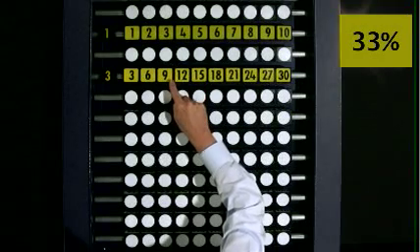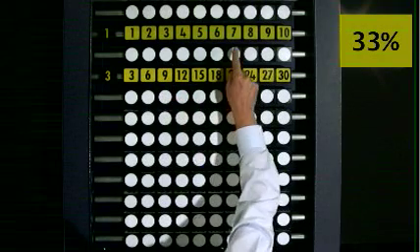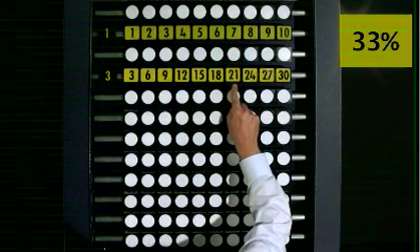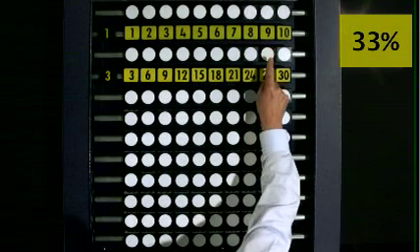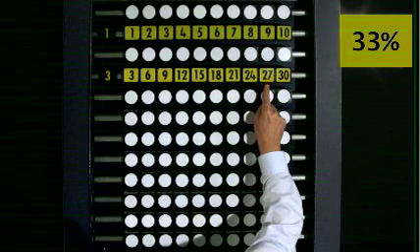3 out of 9, 33⅓%. 7 out of 21, 33⅓%. 9 out of 27, 33⅓%.